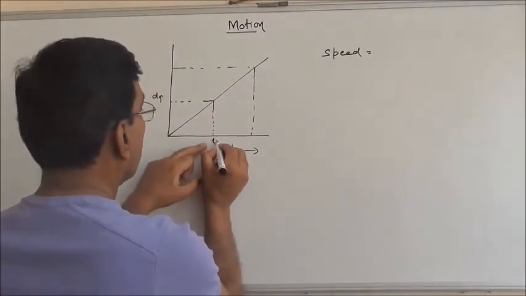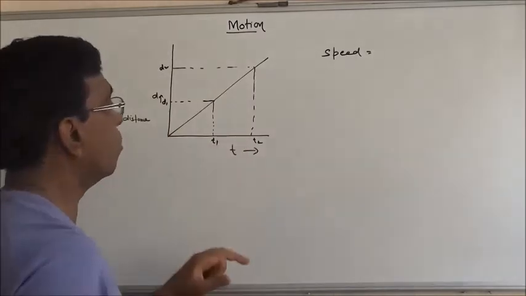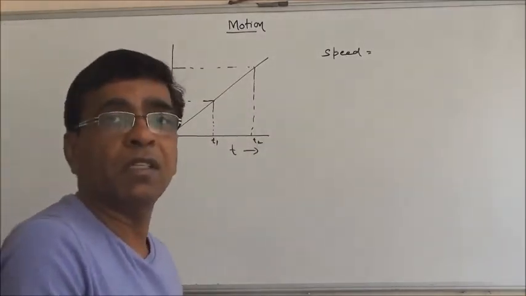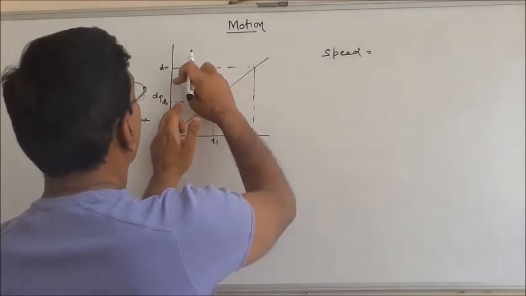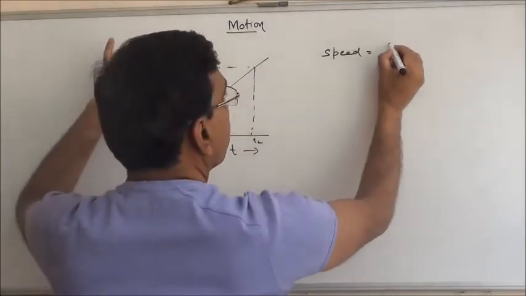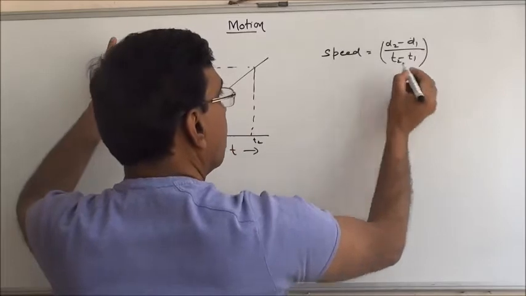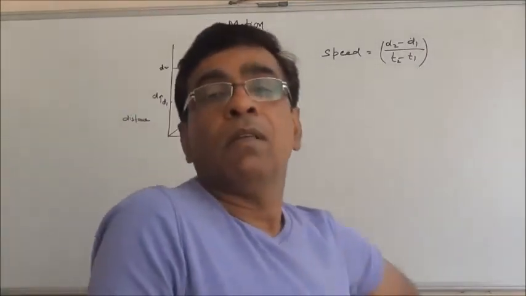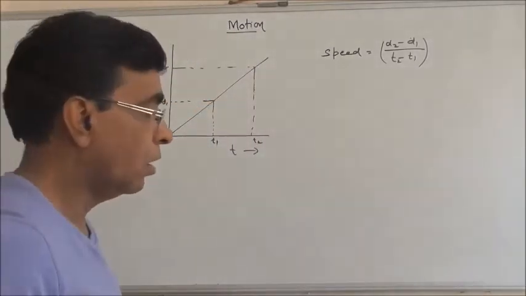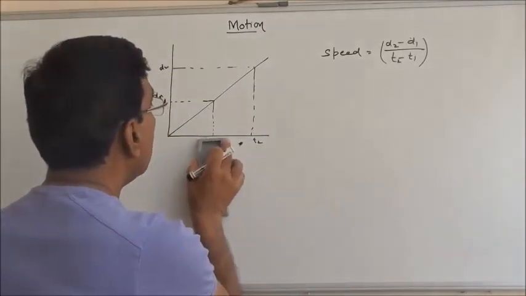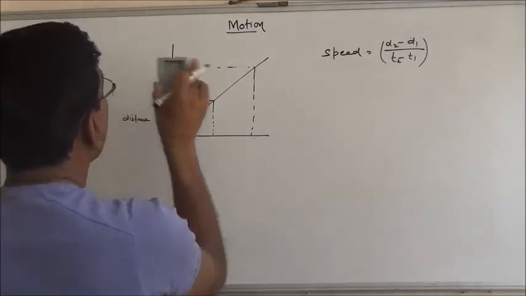How? If I say at this time the distance is d1, and at this time the distance is d2. How do we calculate speed? Distance covered divided by time. So from this time to this time, it has covered this much distance. So we can find d2 minus d1 upon t2 minus t1. This will give me the value of speed using the distance time graph. I may include numeric numbers and then let us calculate.